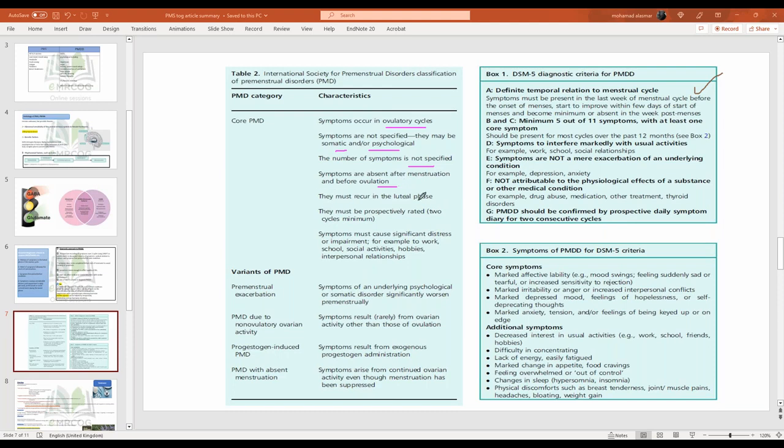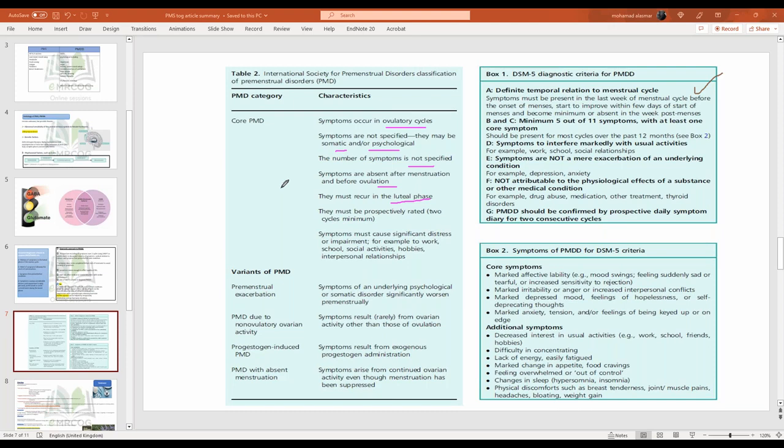They must recur in the luteal phase because you have to make sure that the woman had her symptoms in relation to the menstrual cycle, post ovulation and relieved by the menstruation. And when the woman is before ovulation, meaning the first 2 weeks of her cycle, she is fine. Clear? Simply, this is how to make sure that these are the core PMDD symptoms, okay?